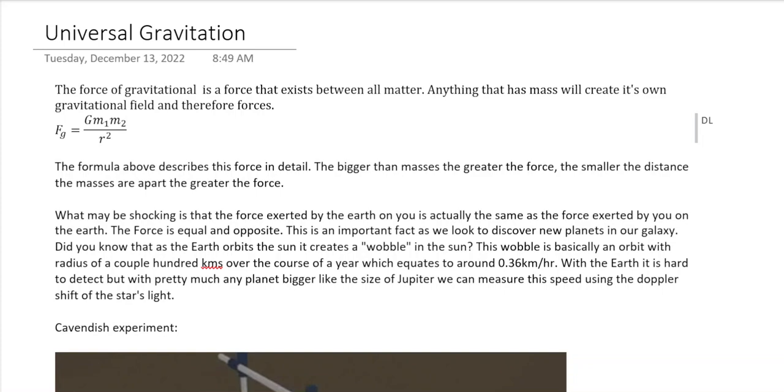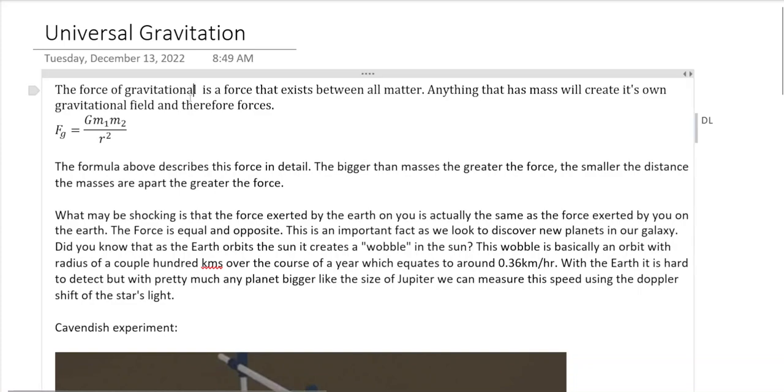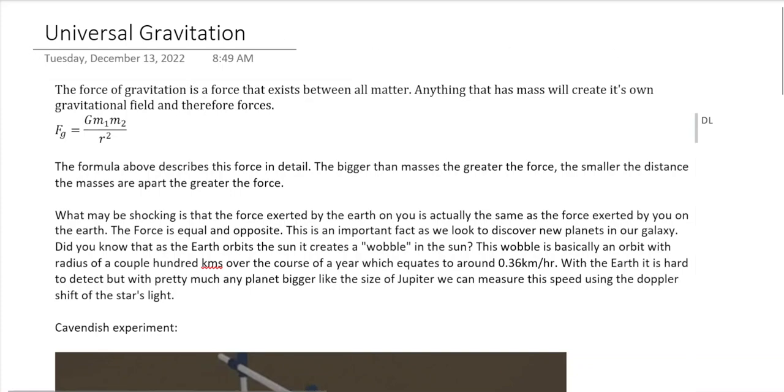So the force of gravity, the force of gravitation, there you go, is a force that exists between all matter. Anything that has mass will also have its own gravitational field and therefore its own gravitational forces that it produces. We'll talk more about gravitational fields in the next video, but for now we're talking about the force of gravity. We're going to look at a few different examples of this.